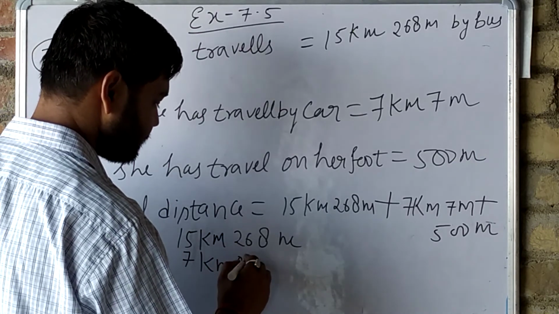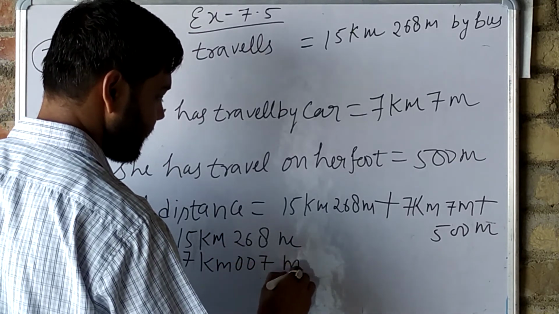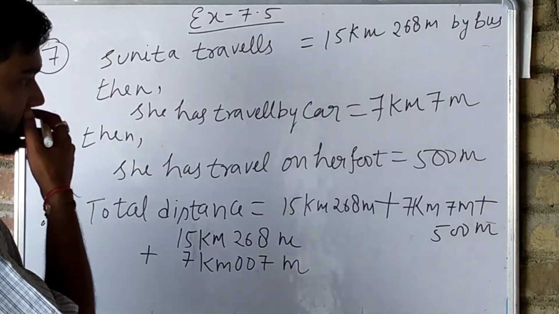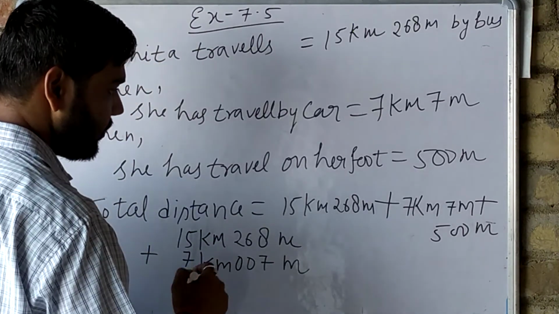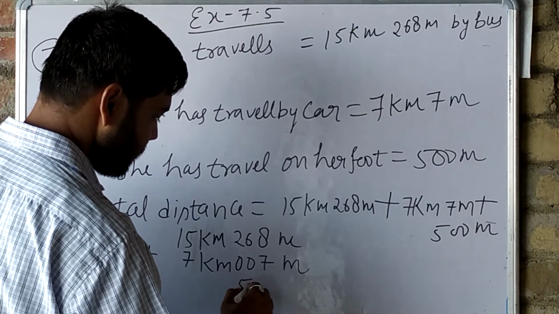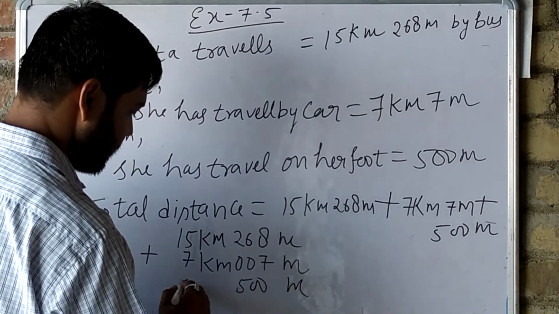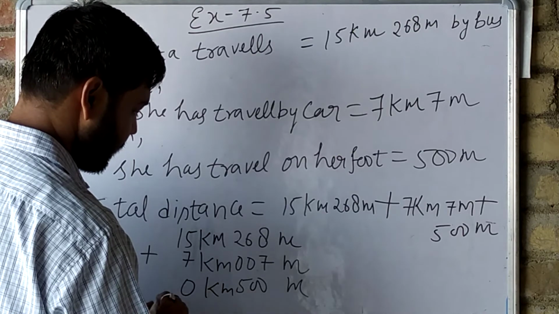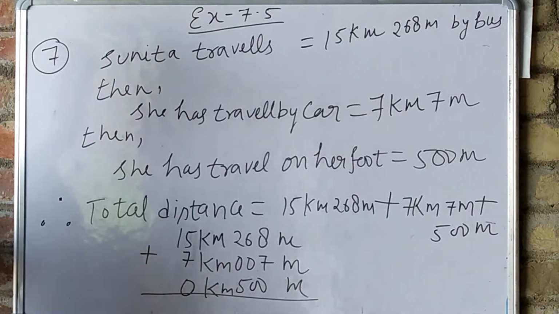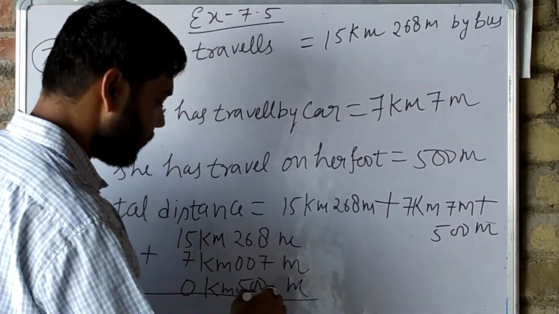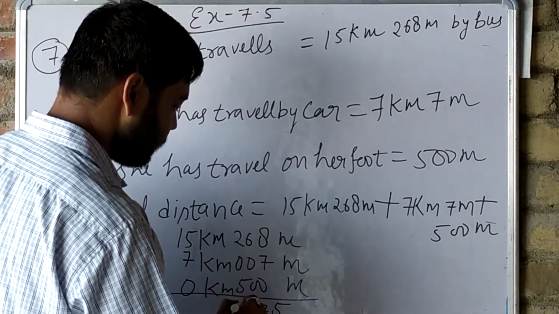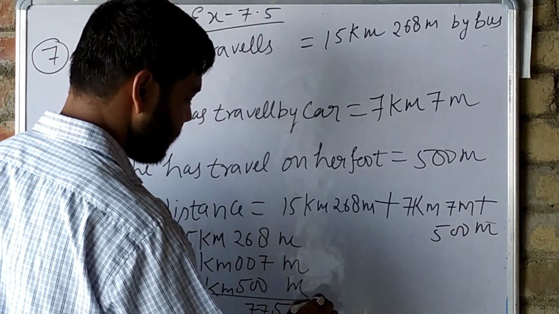Okay, now what? 500 meter. Okay, 500 meter only. So what happens? We will place here 500 meter. Okay, 0 kilometer and 500 meter. Then we will add. So after adding we will get the result. What happens? 7 plus 7, 14, plus 1, 15. 1 carry, 6, 1, 7. 5, 6, 7. 775 meter.